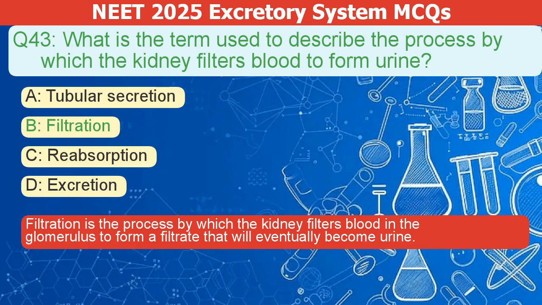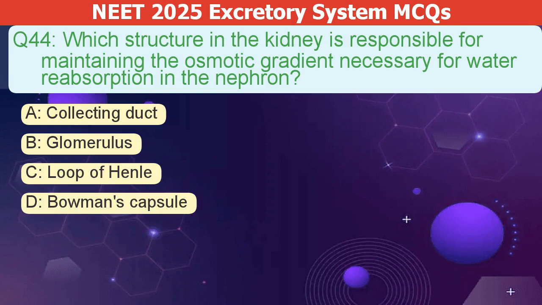Which kidney structure maintains the osmotic gradient for nephron water reabsorption? A. Collecting duct. B. Glomerulus. C. Loop of Henle. D. Bowman's capsule.